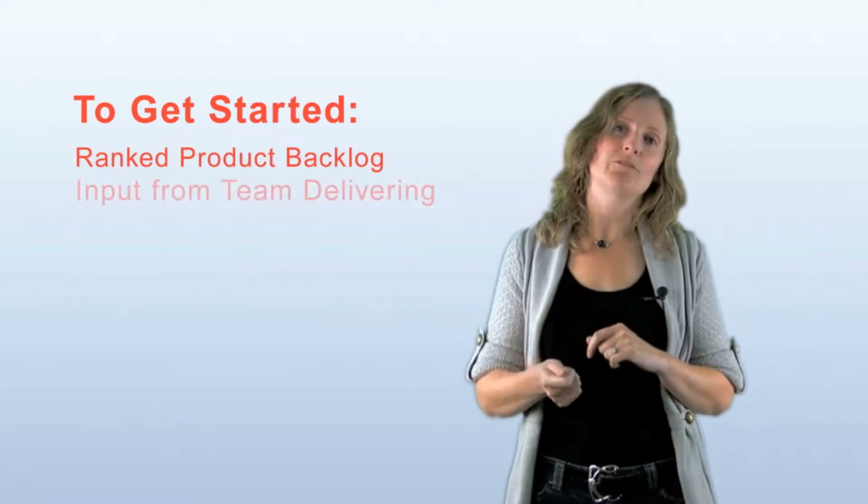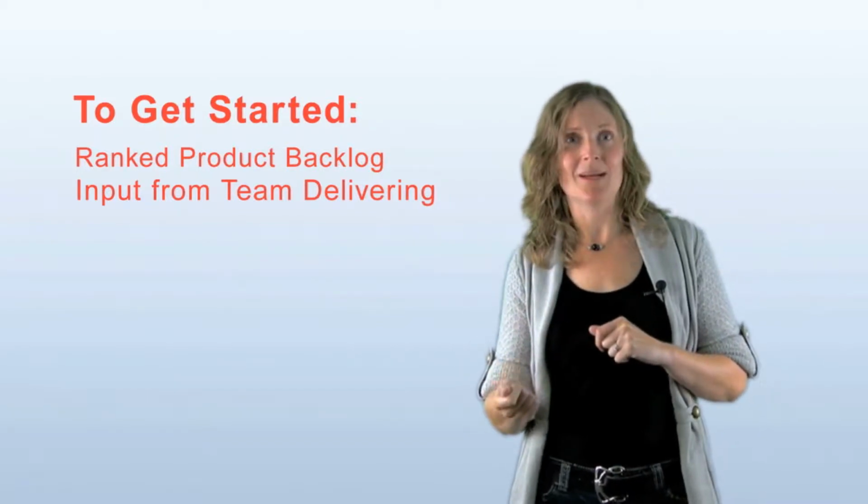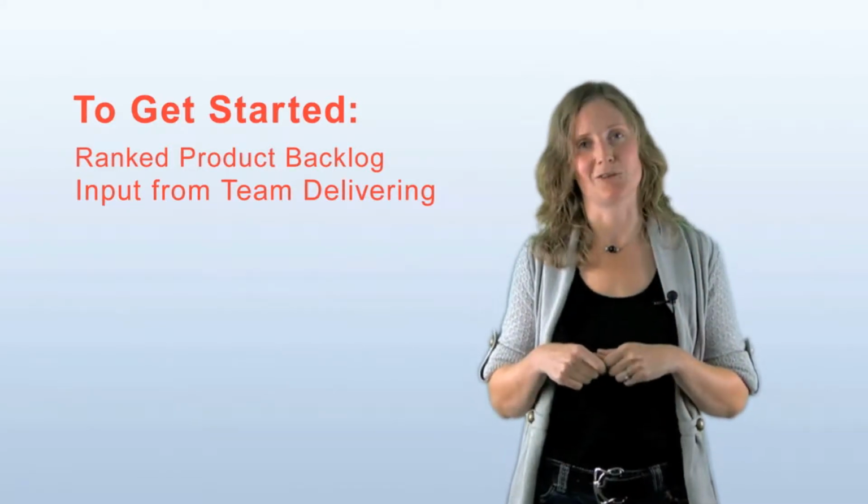So what do you need to get started? Well, you need a ranked product backlog. The product backlog is the responsibility of the product owner. So it's their job to show up with a ready and ranked and described product backlog for the release planning meeting. However, good product owners always rely on the input from the people who will be building the product, that means the delivery team, to help them in ranking that backlog so that it can be successfully delivered.